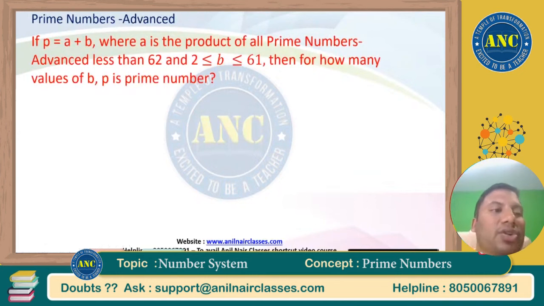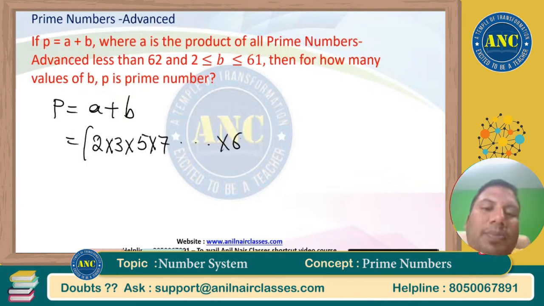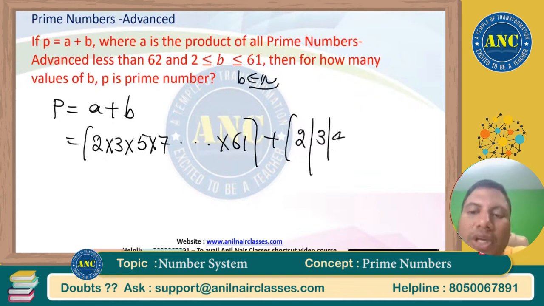Now see this CAT question. P is equivalent to A plus B. A is the product of all prime numbers less than 62. So it is 2, 3, 5, 7 and so on up to the last prime number, 61. B can take any natural number. B is a natural number here, right? So B can take 2, 3, 4 and so on up to 61.